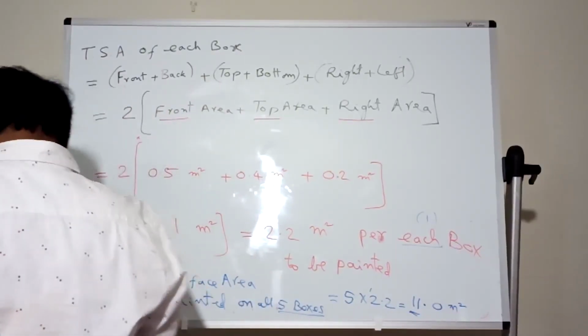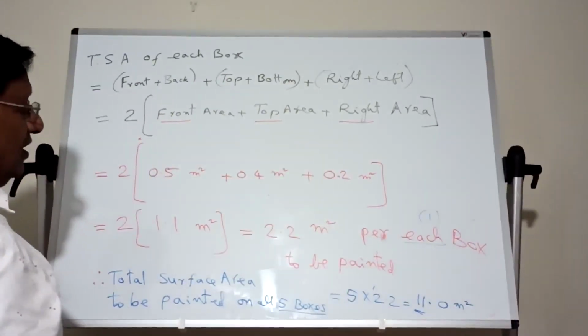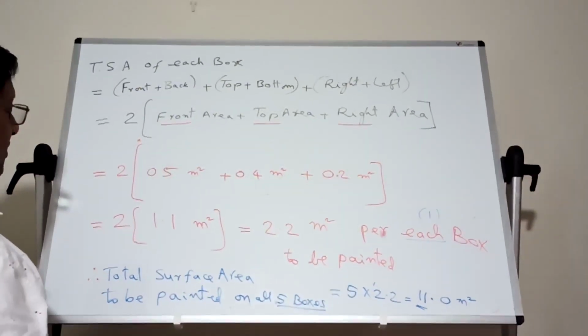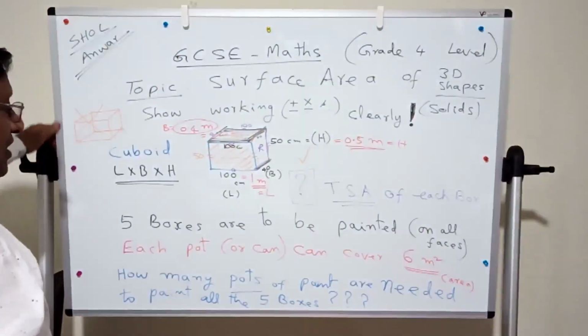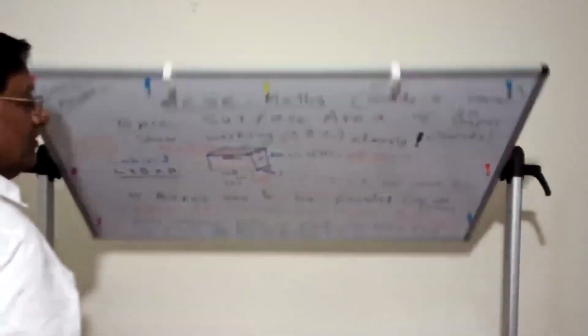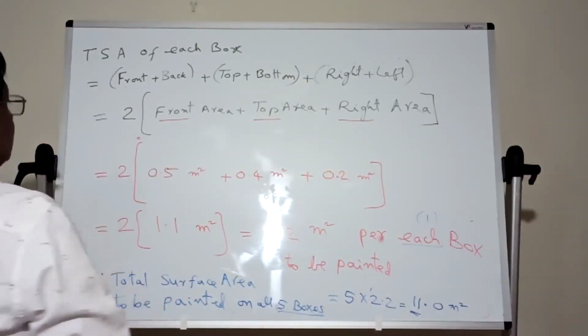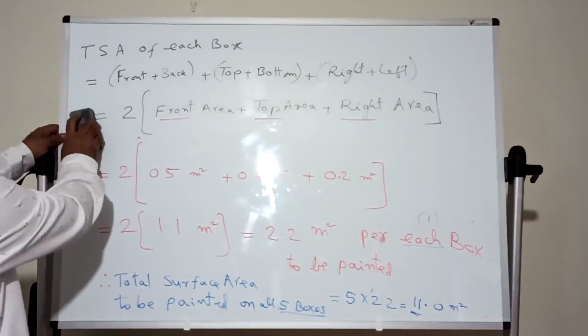So 11 square meters are to be painted, total surface area. But one pot can do only 6 square meters. That means you can divide 11 divided by 6.